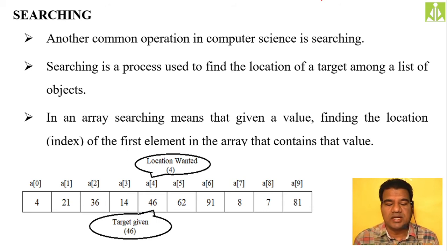So searching is another common operation in computer science. Many times we perform this searching. If you are looking for a file in your computer, that is nothing but searching only, isn't it? If you are looking for an application in your computer, that is nothing but searching only.